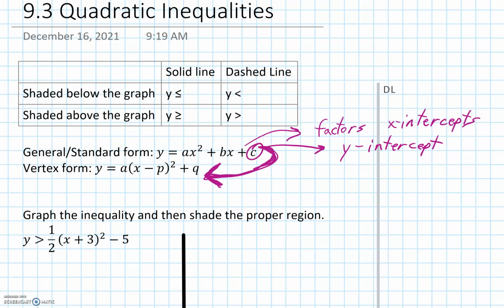However, the vertex form is helpful because we have our 2 points, our x and our y, which is our p and our q for the vertex point. And last but not least, we have the a from both equations that shows us the direction of opening.